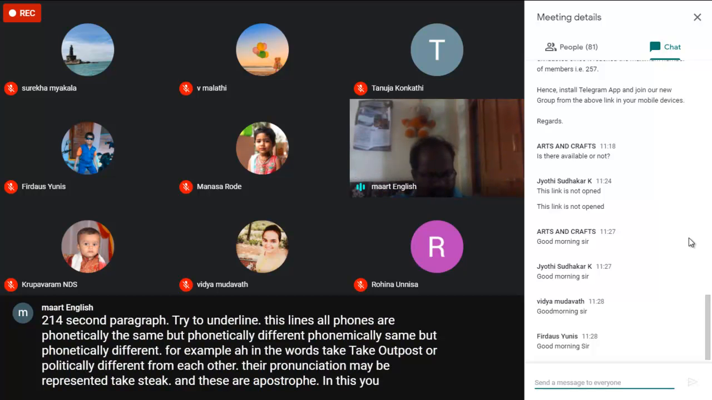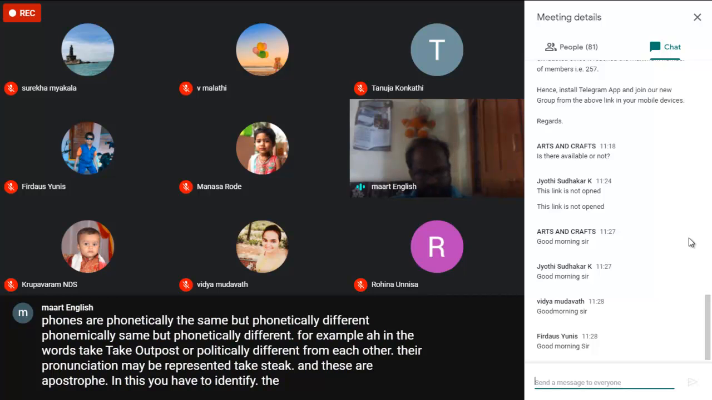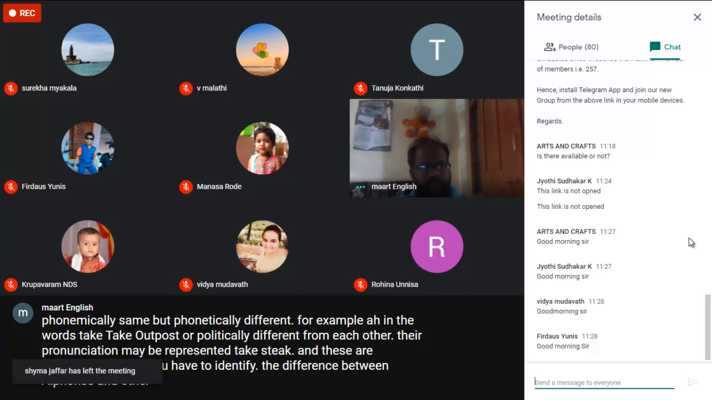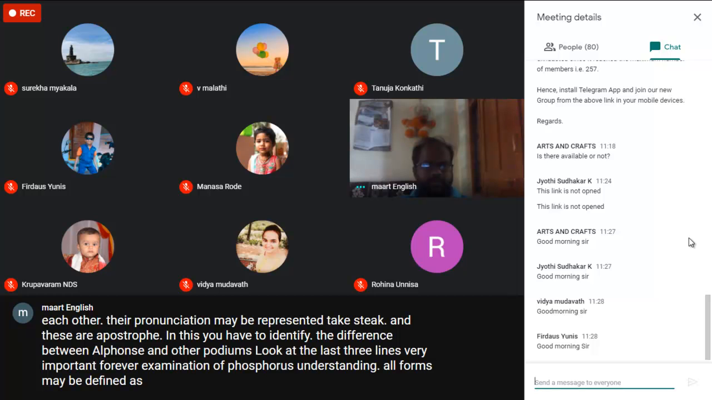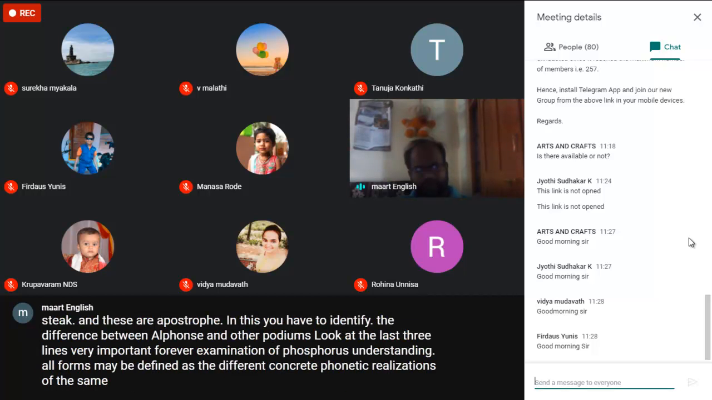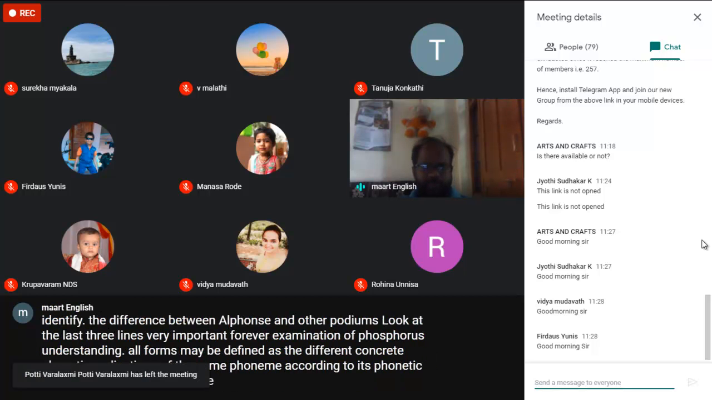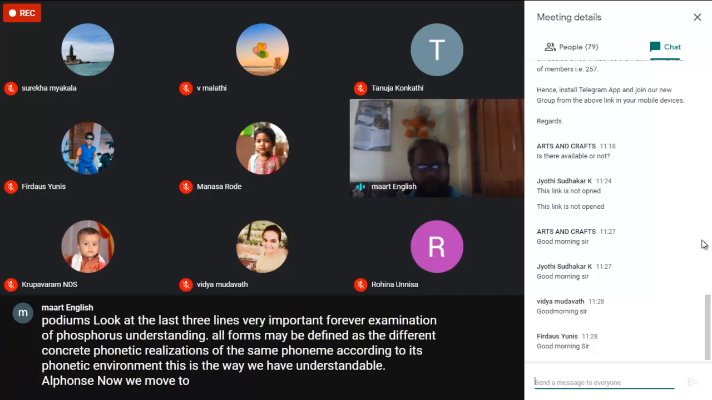In this, you have to identify the difference between allophones and other phonemes. Look at the last 3 lines, very important for your examination purpose, for your understanding. Allophones may be defined as the different concrete phonetic realizations of the same phoneme according to its phonetic environment. This is the way we have to understand allophones. Now we move to the syllable.